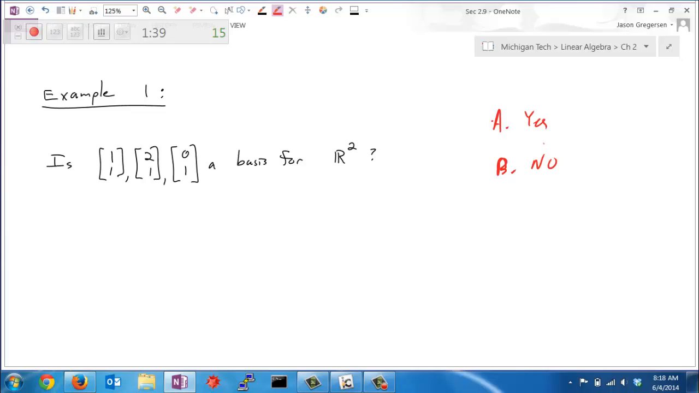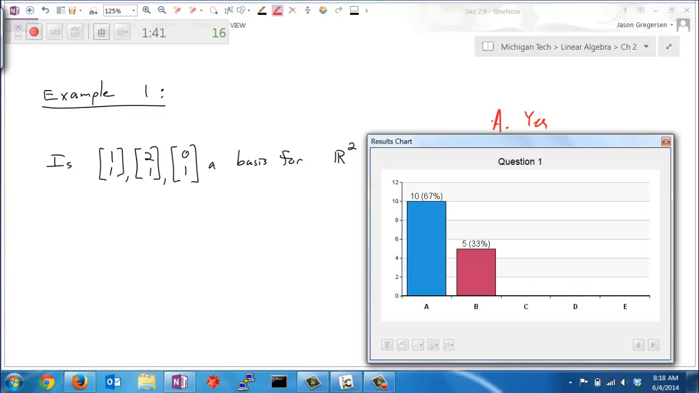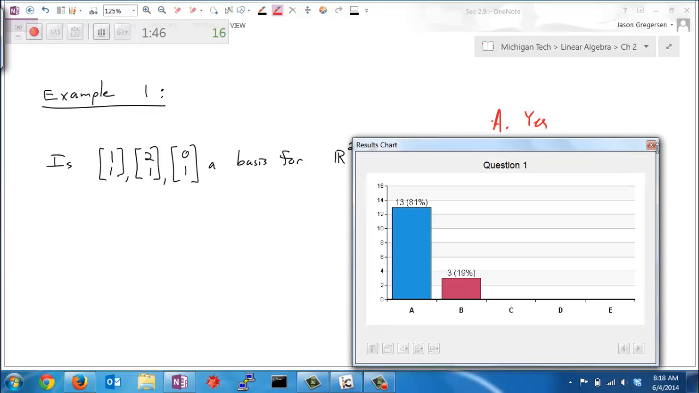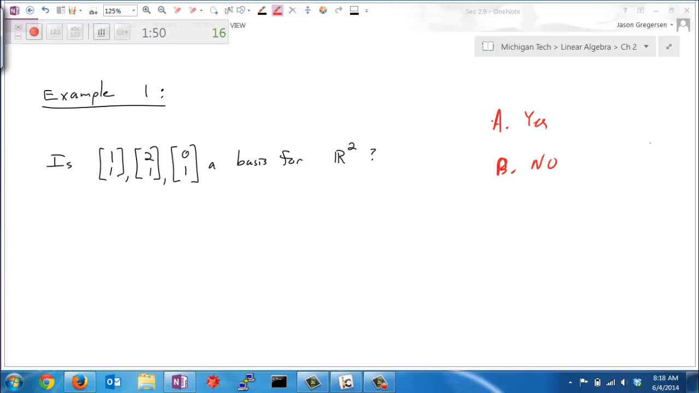Let's see what it looks like so far here. All right, most people saying it is a basis. A couple people saying it's not a basis. Okay, to check if it's a basis, we have to have two things. One, does it span R2? Can I get everywhere I want to in R2?